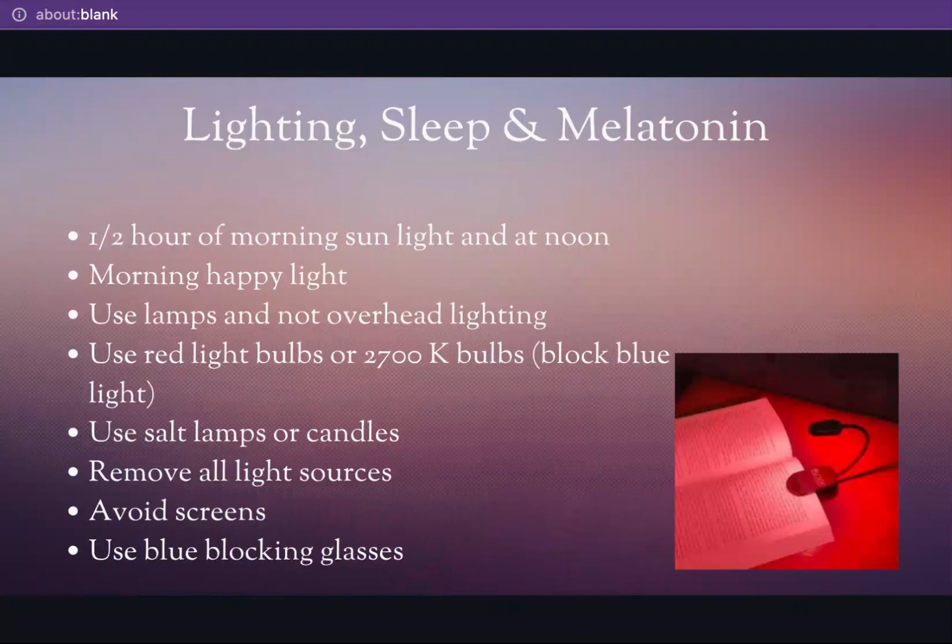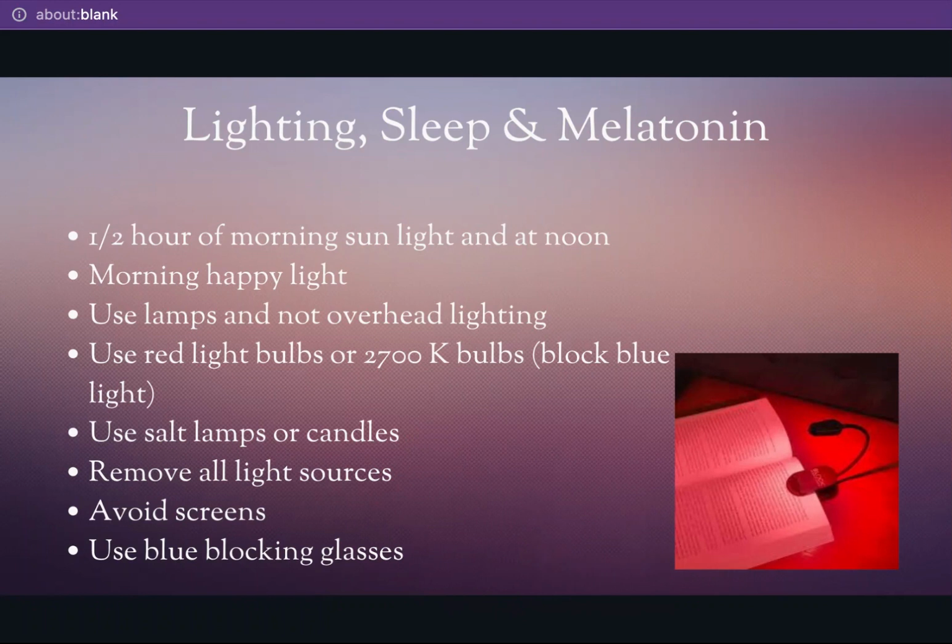I want to spend a little bit of time talking about the lighting because this is such a big impact on your melatonin levels. A couple of things that can enhance your melatonin levels: getting a half an hour's worth of morning sun in the morning and at noon. This just stimulates your melatonin to go down in the beginning of the day and sort of resets that clock for you, so that at dusk, when the sun goes down, your melatonin can respond appropriately.